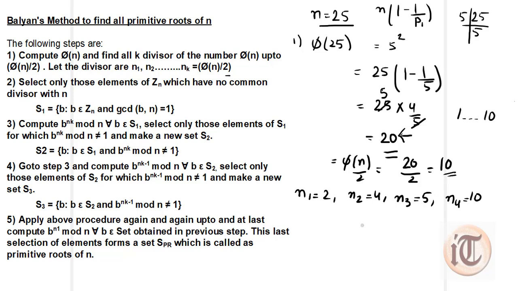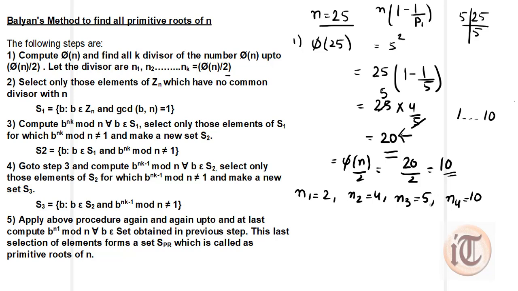So in the first step, we calculate phi of 25, which is 20, and then we find all the divisors: n1 equal to 2, n2 equal to 4, n3 equal to 5 and n4 equal to 10. Now in step 2, we have to select only those elements of Zn which have no common divisor with the number 25 and put those elements in a new set, that set is called S1.